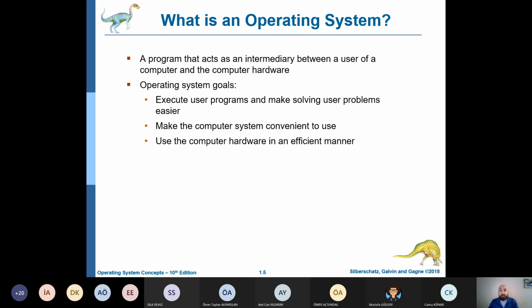We have just described the operating system as an interaction environment between users and computer hardware. From this perspective, we can talk about three goals of an operating system. The first one is to execute user programs and make solving user problems easier. The second one is to make the computer system convenient to use. And the last one is to use the computer hardware in an efficient manner. So these three goals can be described as operating system goals from this perspective.